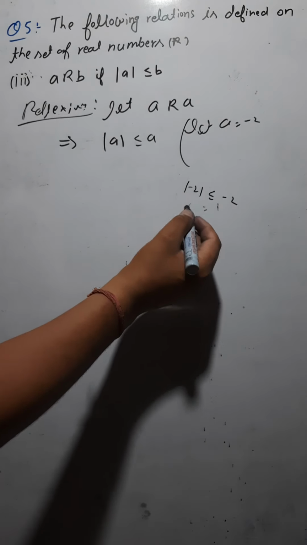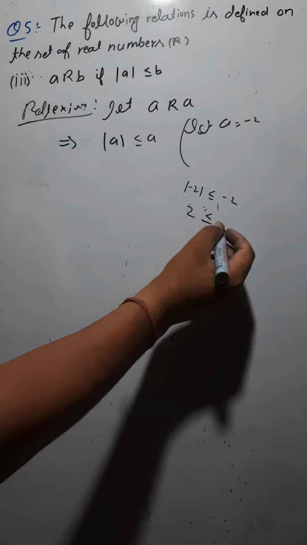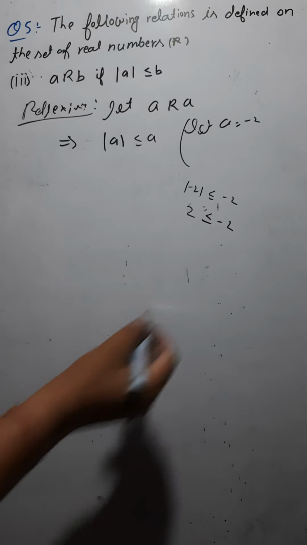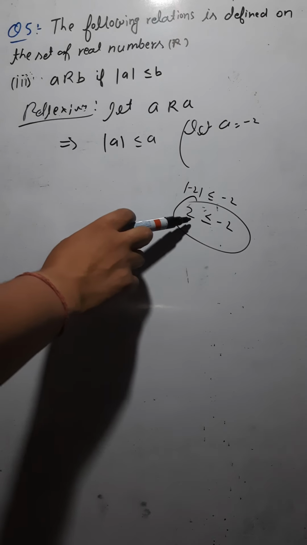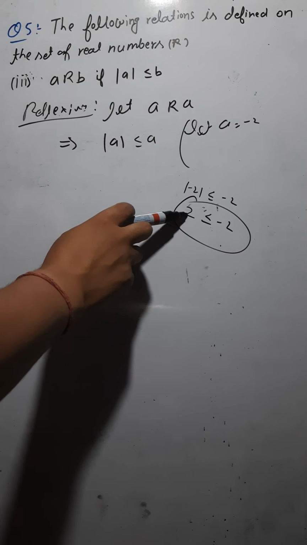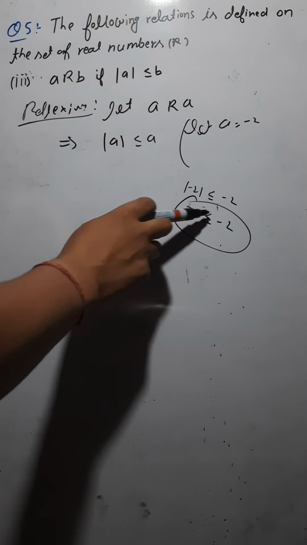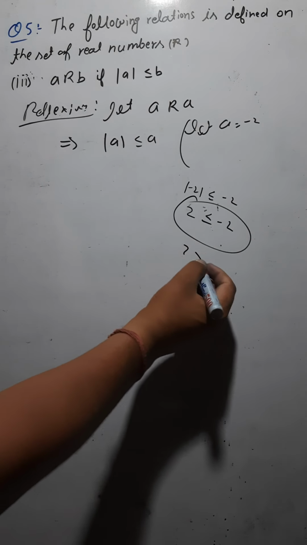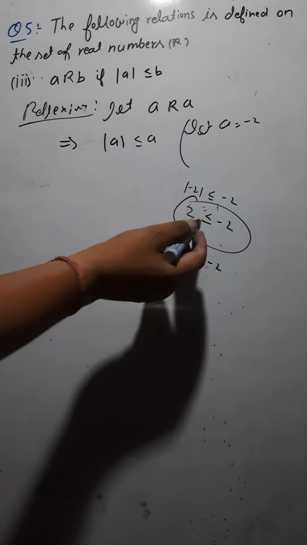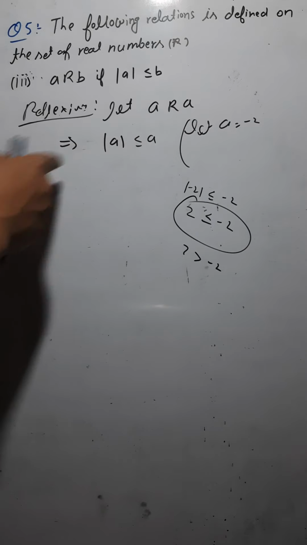Mod of minus 2 is plus 2. So can this 2 be less than equal to minus 2? Can it be possible? Can I write 2 is less than equal to minus 2? No, never, because 2 is always greater than minus 2. So hence this is not following this condition.